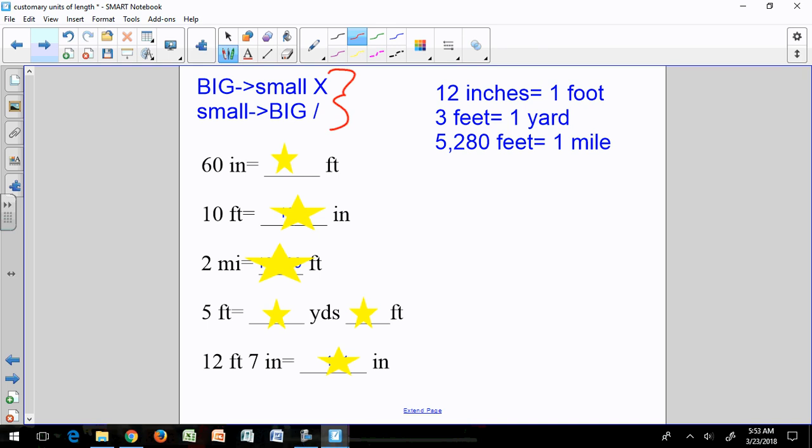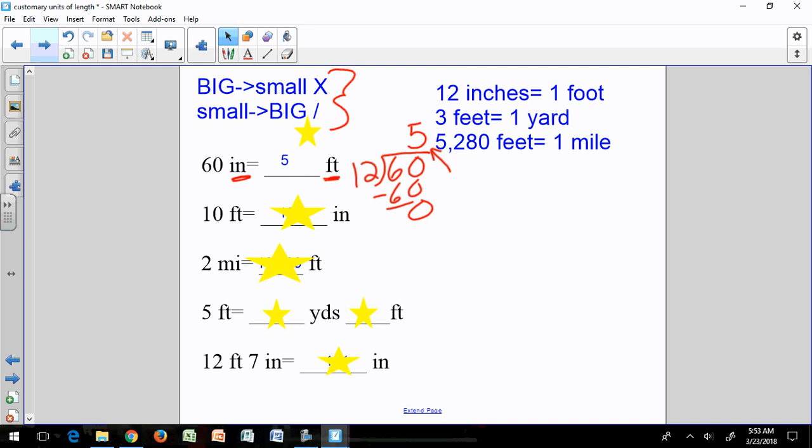Let's look at the first one. I have 60 inches, and I'm going to feet. So since I'm going from something small to something bigger than that, I'm going to divide. 60 divided by 12. 12 doesn't go into 6. 12 does go into 60 5 times. So my answer is 5 feet. Make sense?